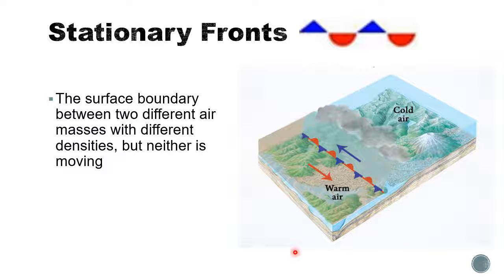Our stationary fronts. This is going to be the surface boundary between two different air masses with different densities, but neither is moving. In other words, you could have warm air on this side, cold air on this side. Because the densities are different, they're not mixing, but neither one is moving on the other one. Say the warm air is moving in this direction and the cold air is moving in this direction.